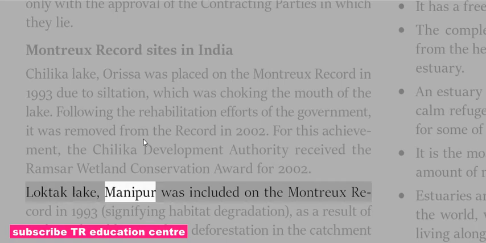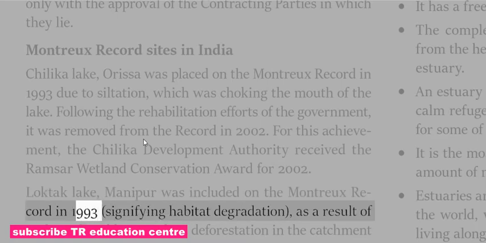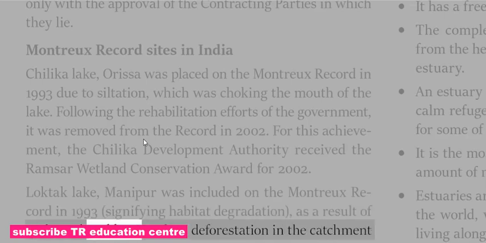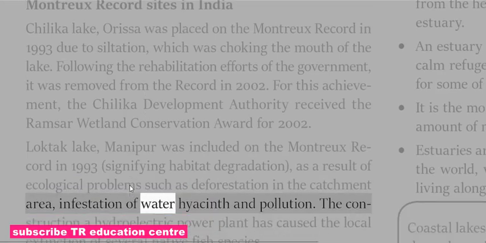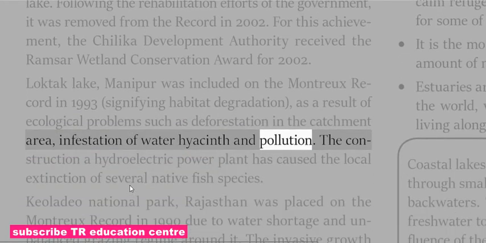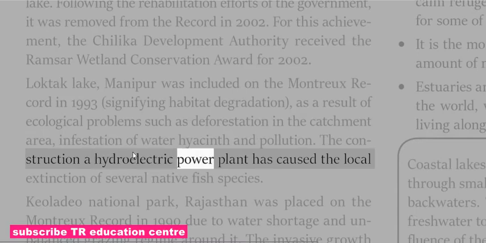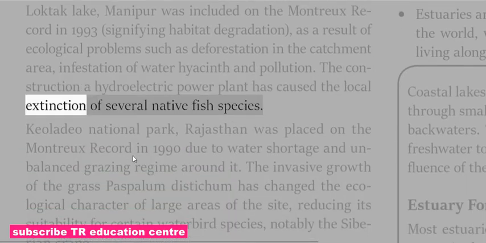Loktak Lake, Manipur was included on the Montreux Record in 1993, signifying habitat degradation, as a result of ecological problems such as deforestation in the catchment area, infestation of water hyacinth and pollution. The construction of a hydroelectric power plant has caused the local extinction of several native fish species.